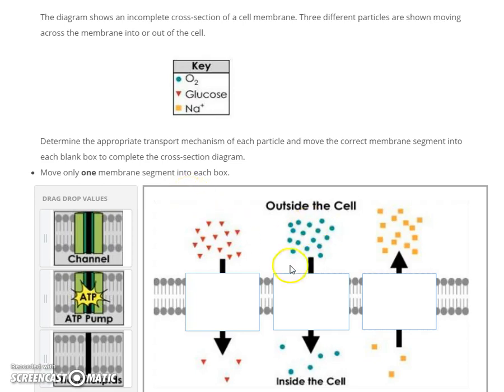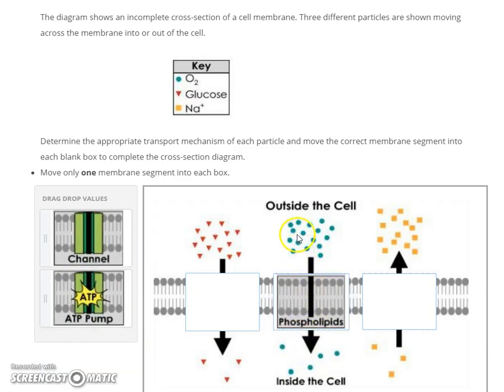So what we're looking at here is oxygen. We have to pick one of these 3 to go in each spot. The one that goes through the easiest here is oxygen. And so oxygen is just going to be able to diffuse right through the membrane with no help.